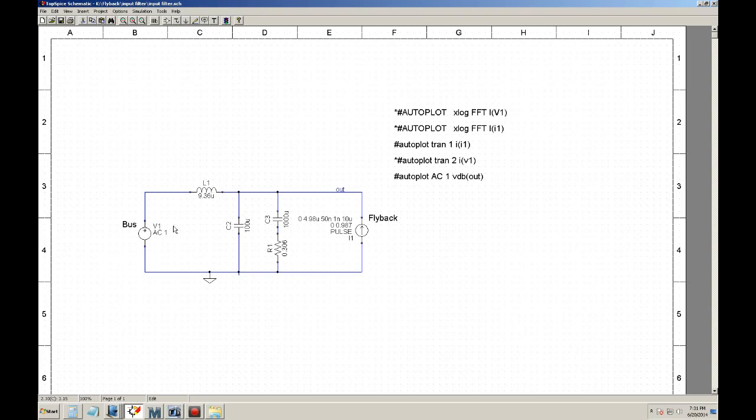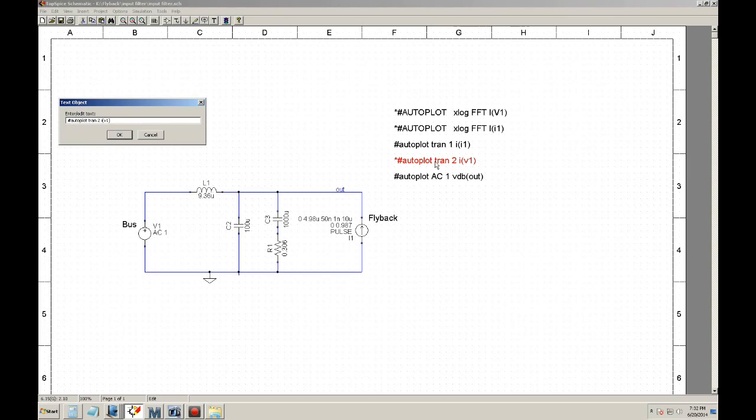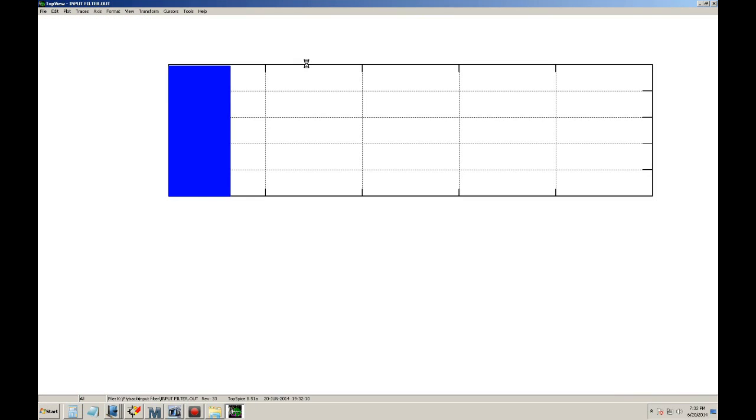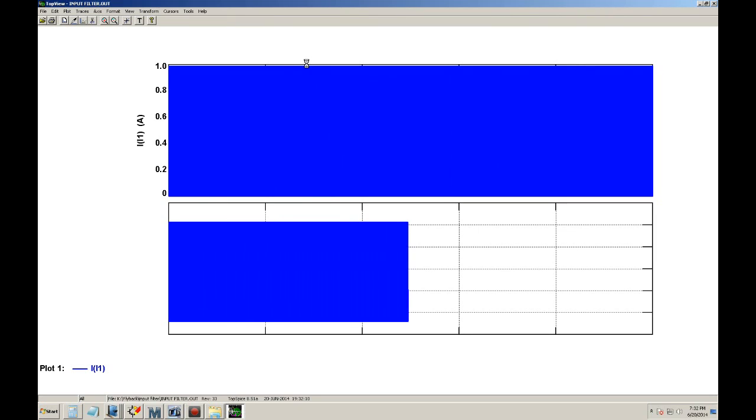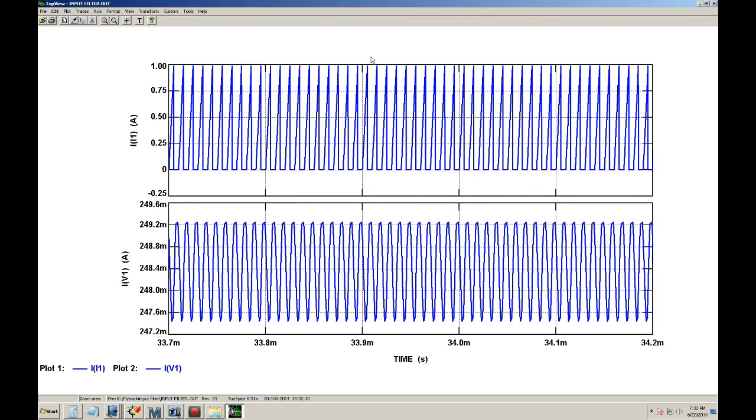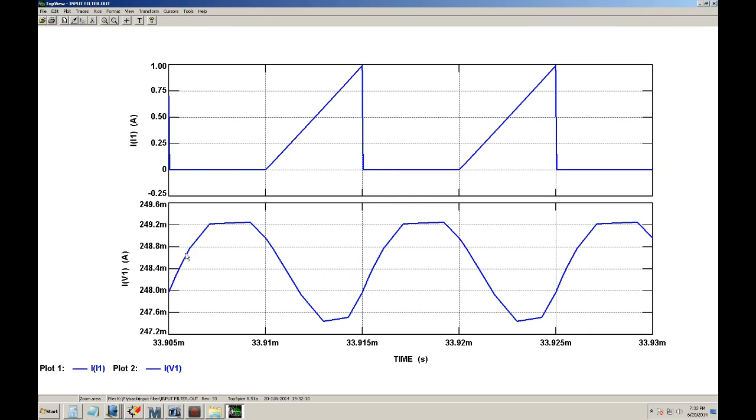So we're going to go ahead now and plot this current. We expect the current to be close to 1 milliamp. Run the simulation. Okay, so the top would be the current from the flyback, and the bottom would be the filtered.